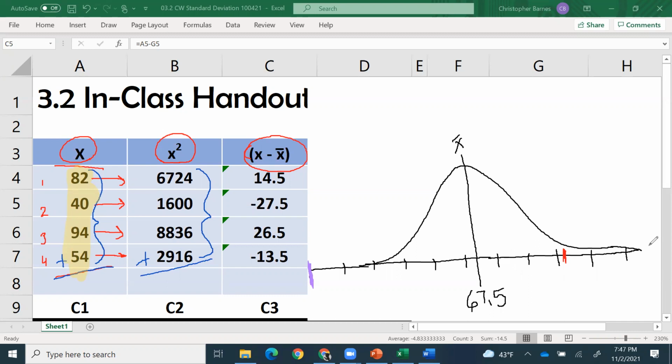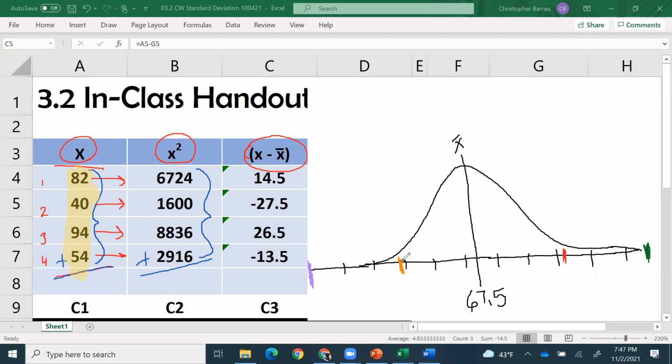Right? That would be kind of right here, just shy of the next one. And then our last value is 54. And we're going to make that orange, which would be 65, 60, 55. So 54 would be right here.